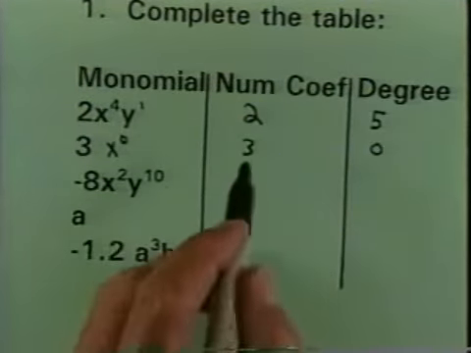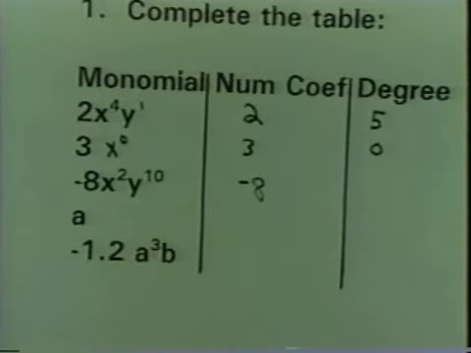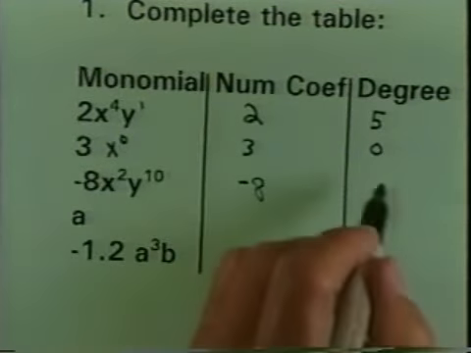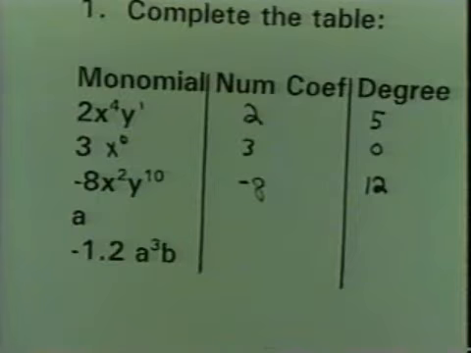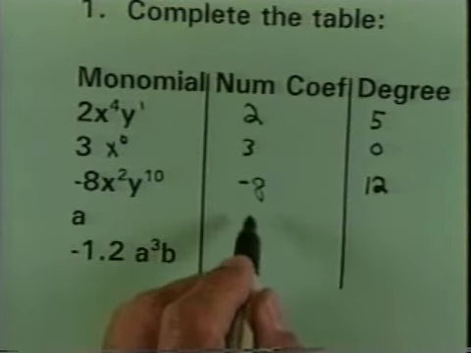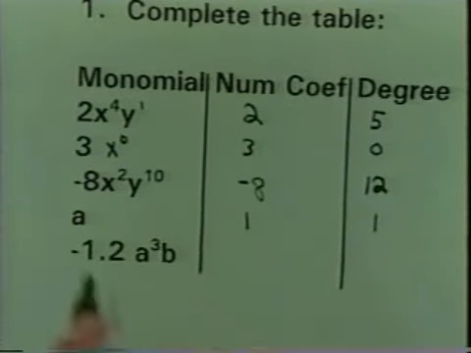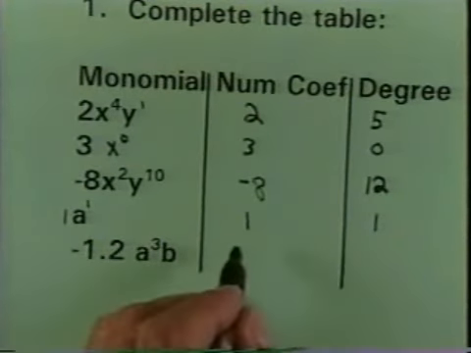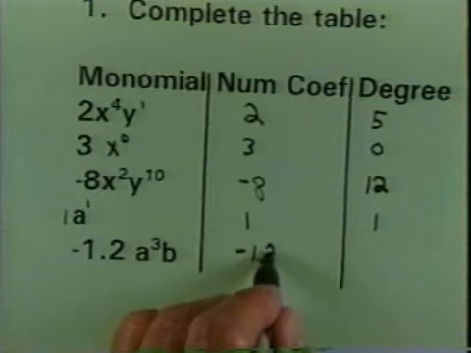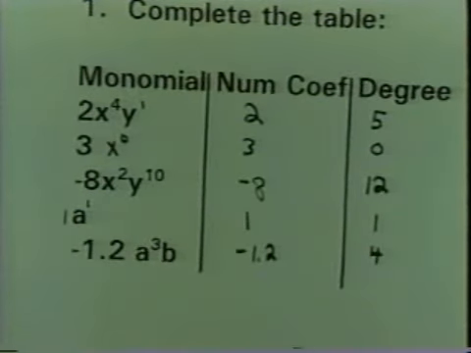For the next one, the numerical coefficient is a -8. The degree is 12. 2 plus 10 is 12. For the next one, the numerical coefficient is 1. The degree is 1, because I can write it as 1a to the first. For the last one, the numerical coefficient is a -1 2/10. The degree is 4.